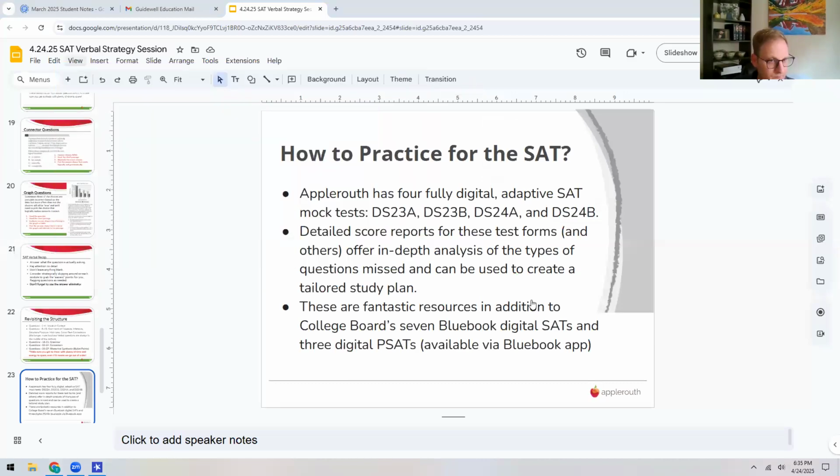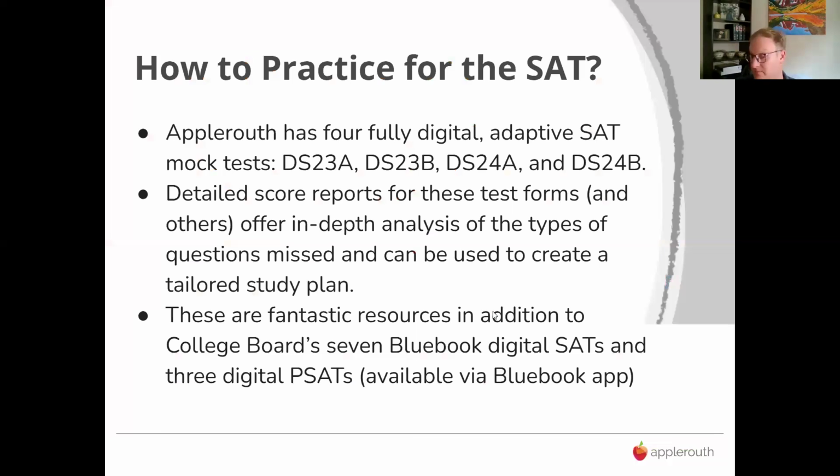My recommendations again are going to be these practice tests. Applerouth's book, Unbiased, is amazing. You can get it even without purchasing tutoring. You can buy the Applerouth guide a la carte. But again, digital practice and review are the name of the game.